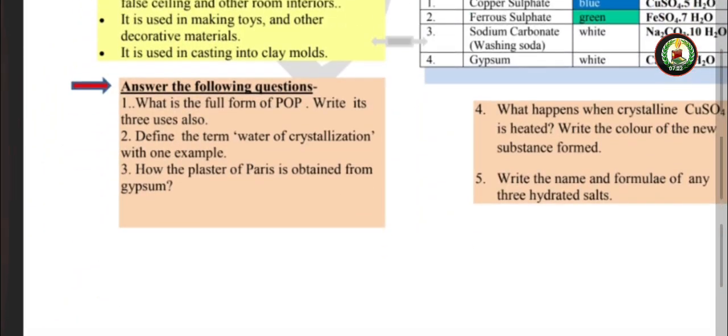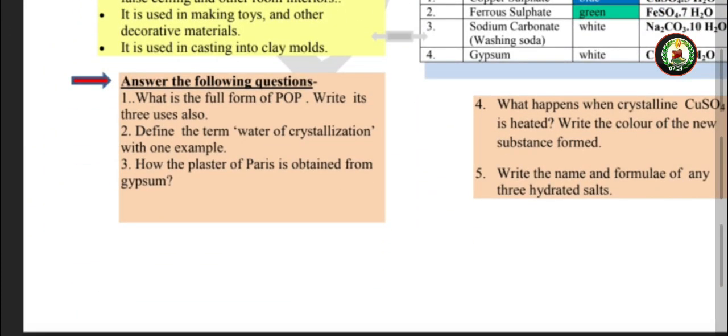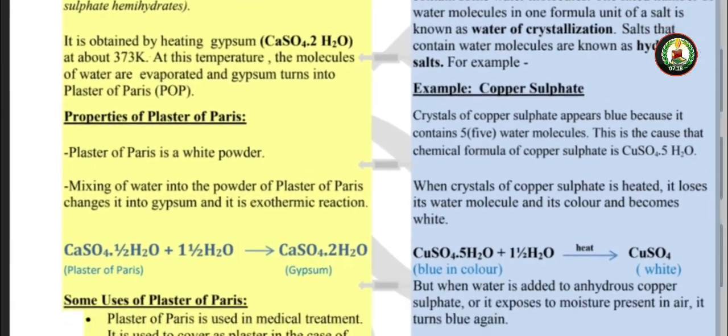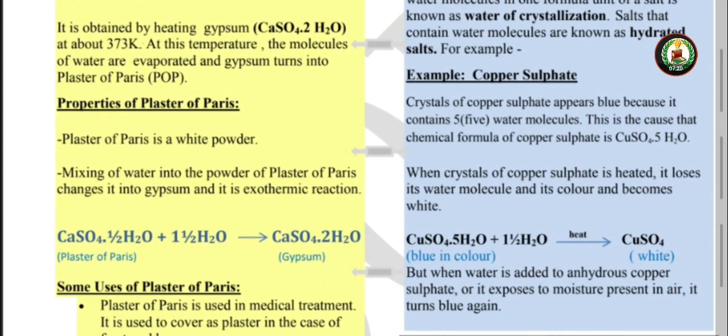Very nice. Third question is how plaster of Paris is obtained from gypsum. So students, we learned in the first paragraph, when we heat the gypsum at 373 Kelvin, the molecules of water get evaporated and we get POP.